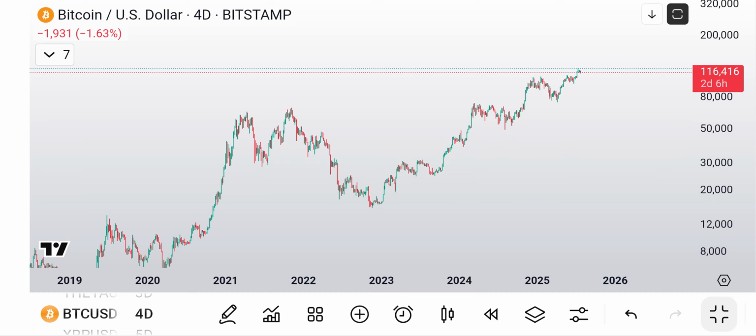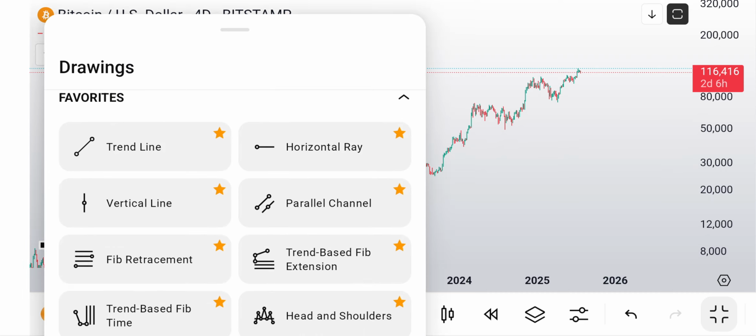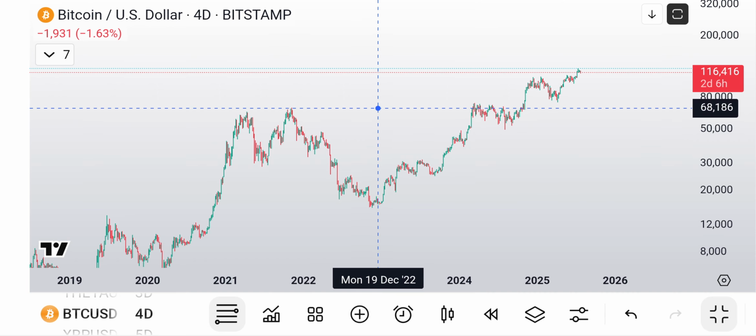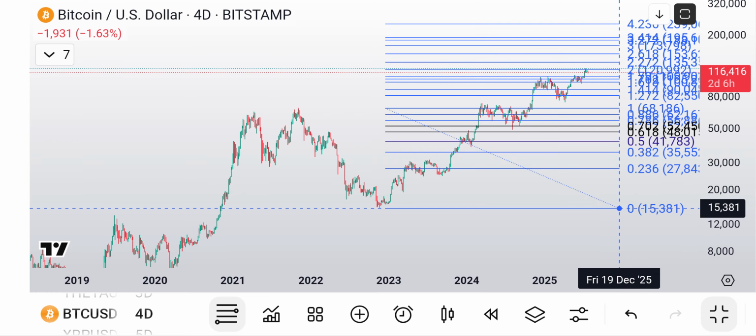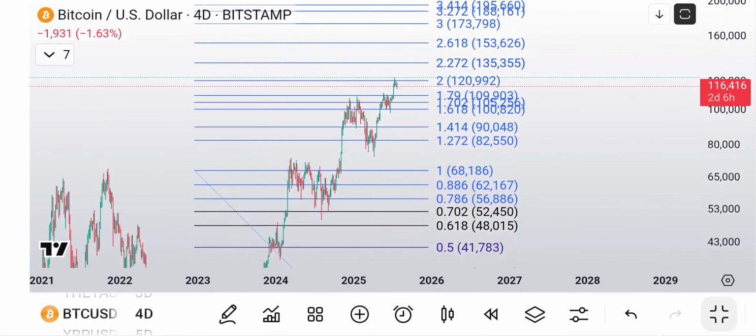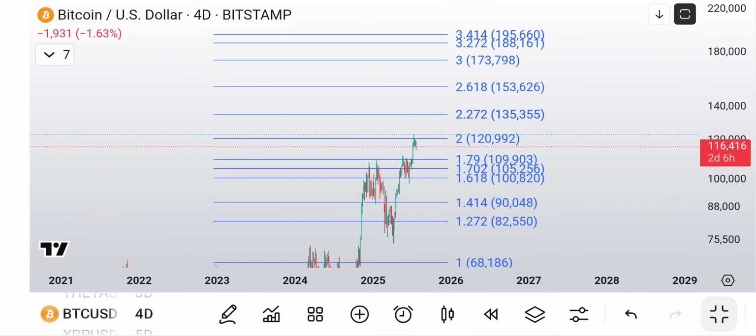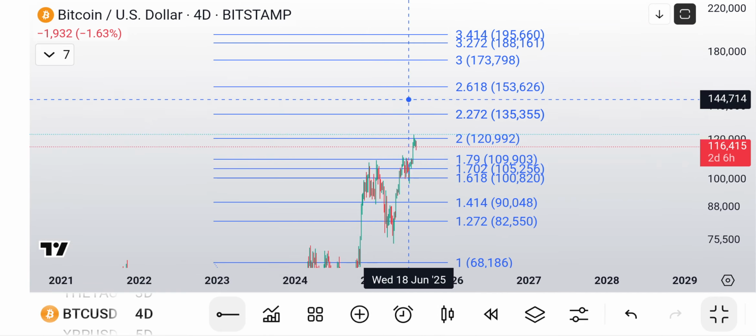How high can Bitcoin go? Well, really, the best way to do it is just look at a retrace. And if you look at where we are, we're right at the 2.618, which is $150,000. I haven't even looked at it in a while.